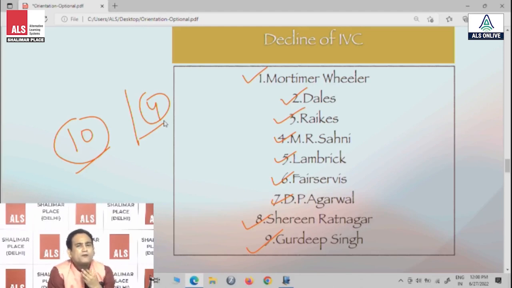Suppose kingship of Balban, we will add historians' views. According to Irfan Habib, this. According to one contemporary writer, this. Are you getting my point? So how would general studies and the optional be different? In general studies, plain story. But in history optional, same story with views. I hope you're getting it.